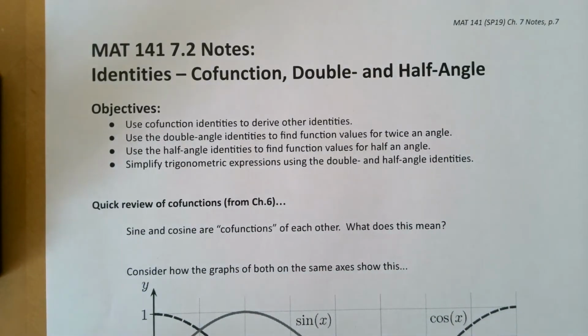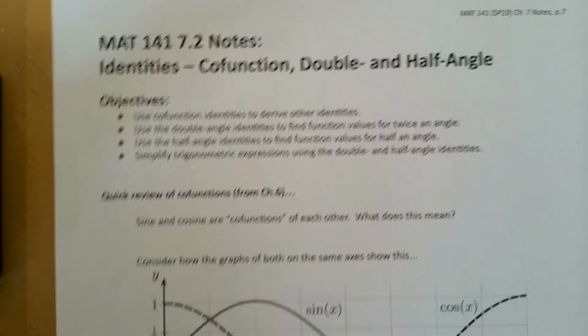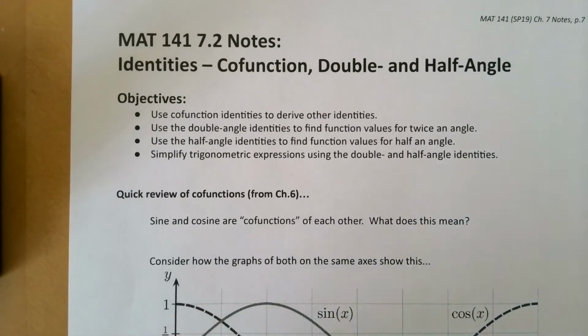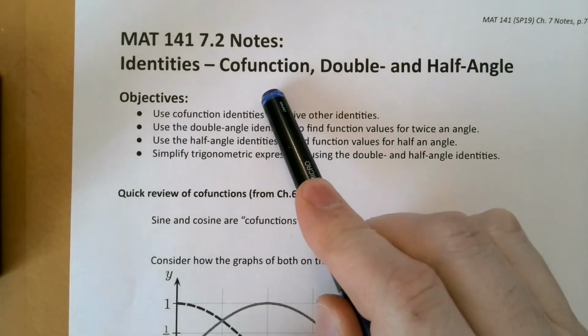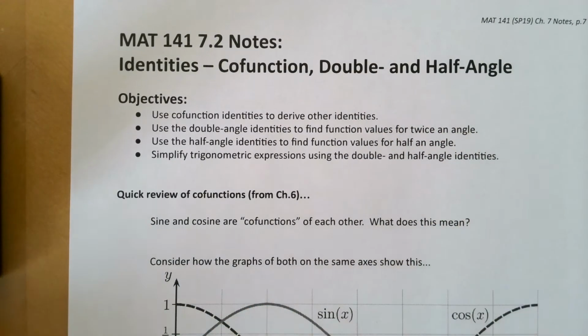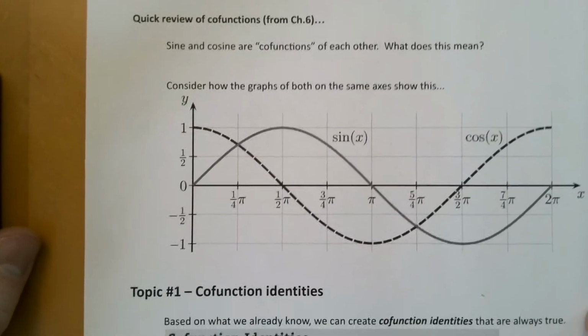At any rate, we're going to look at a couple more identities in 7.2, and these are the cofunction, the double, and the half-angle identities, those three. So let's do a quick review.